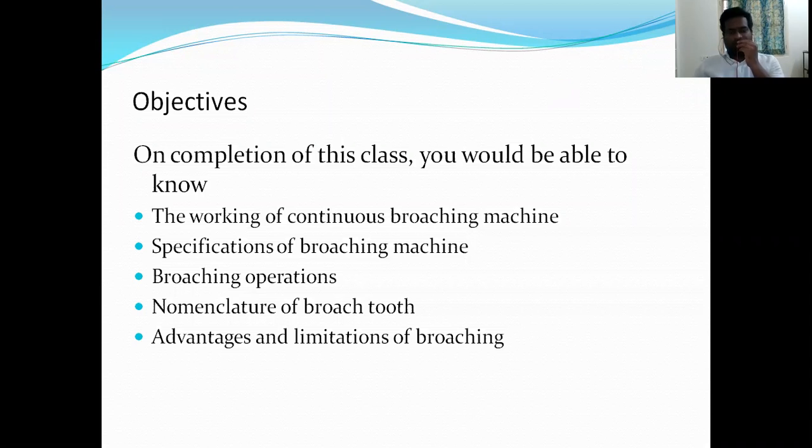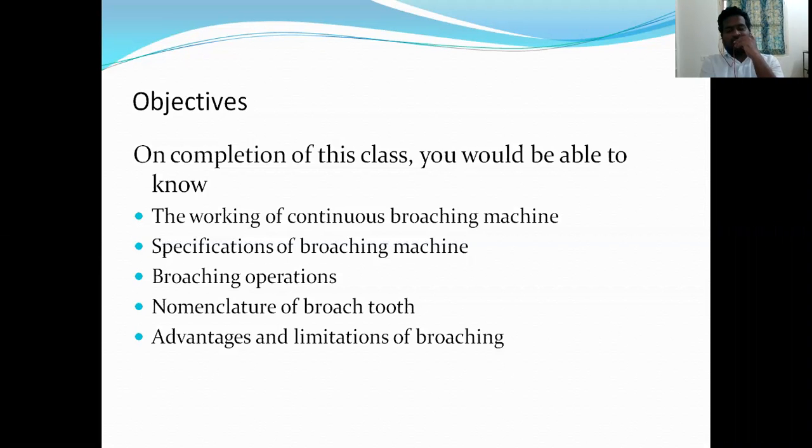Now we are moving to today's session, right? On completion of this session, we will be able to know about the working of continuous broaching machine, specifications of broaching machine, broaching operations, nomenclature of broach tooth, advantages and limitations of broach.